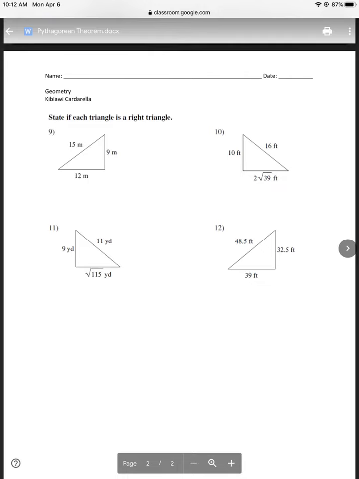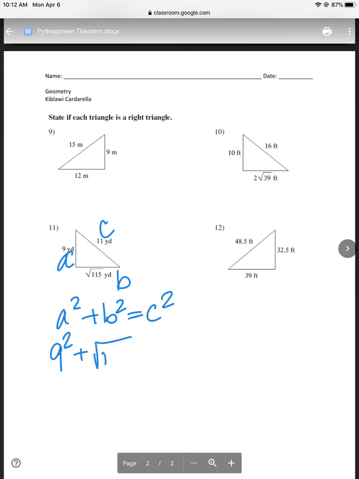is approximately 10 point something. It's not nearly 11. So 11 is the largest side, so 11 has to be my C. So this would be A and this would be B. So if I do A squared plus B squared equals C squared, A would be 9 squared plus the square root of 115 squared equals 11 squared.